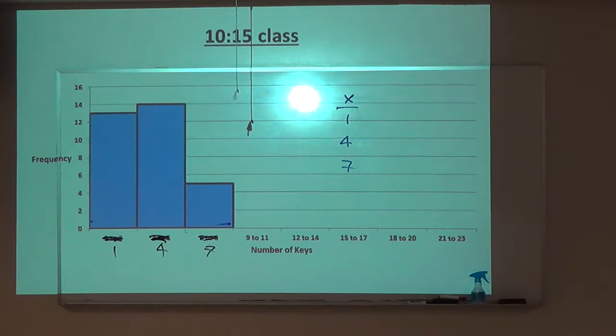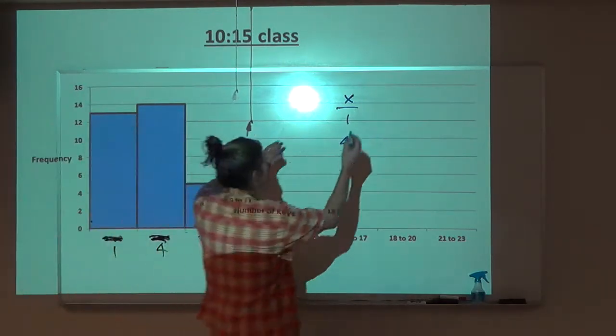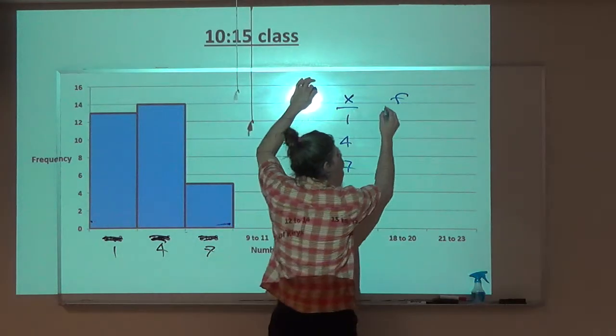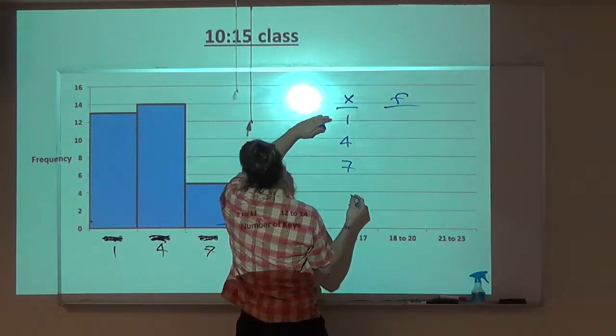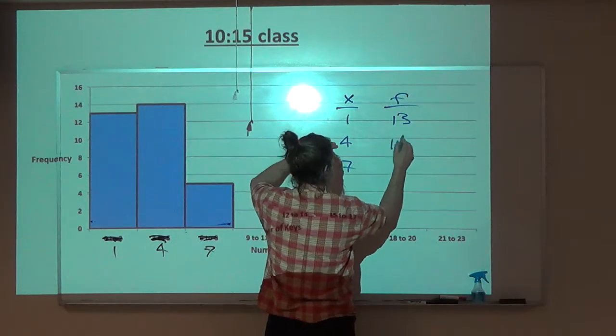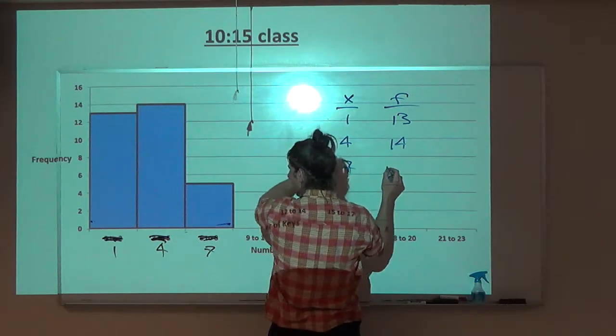If you divide 1 plus 4 plus 7 by 3, you're assuming there's only 3 data points in your data set. And technically speaking, there are only 3 distinct ones. But that doesn't mean you can't have multiple occurrences of them. So you have to take into account, I'm going to call this an F column, for frequency, that's pretty standard. And the 1 occurs 13 times, the 4 occurs 14 times, and 7 occurs 5 times.